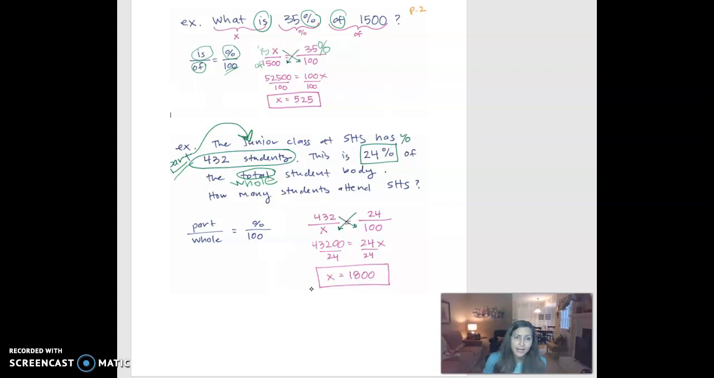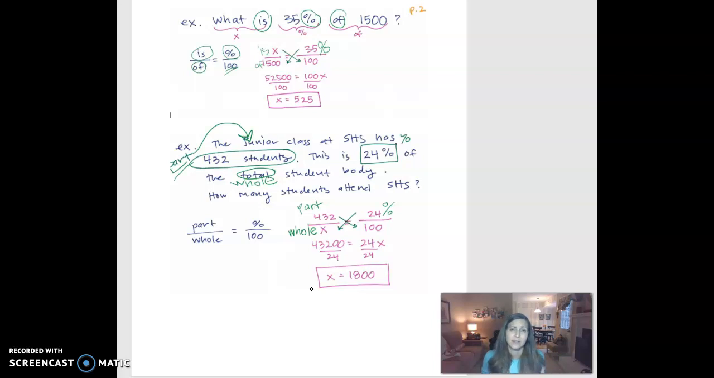All I have to do is plug in. What is the part? Well, 432 is the part. So I plug 432 into the part position. 24 is my percent, so I put that in my percent, and it always goes over 100. Percentage is always out of 100. And then I don't know the whole. That's what I'm trying to figure out. The whole number of students at Skyline High School. So since I don't know that, I put an X down there.